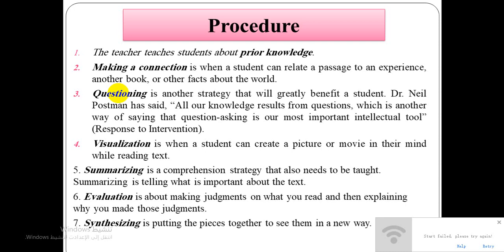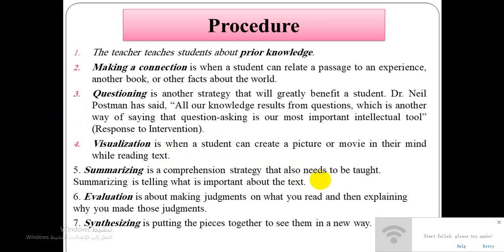Also, visualization is when a student can create a picture or movie in their mind while reading text. Using terms like mental image and asking sensory questions will help students become better visualizers. Another way of looking at visualization is to think about bringing words to life. Summarizing is a comprehension strategy that also needs to be taught.